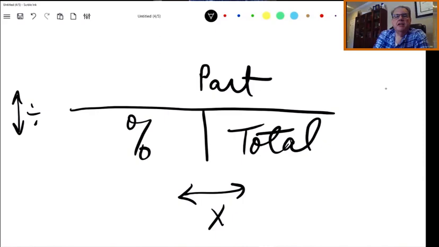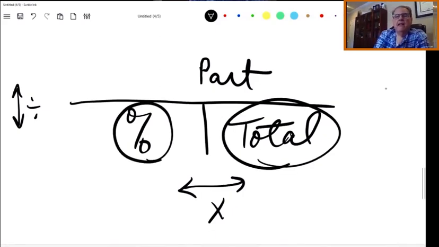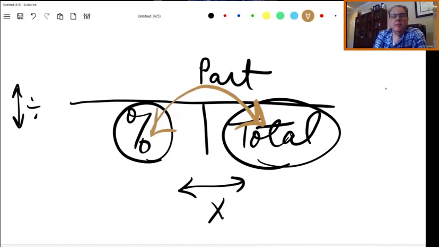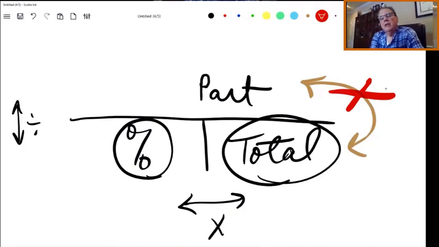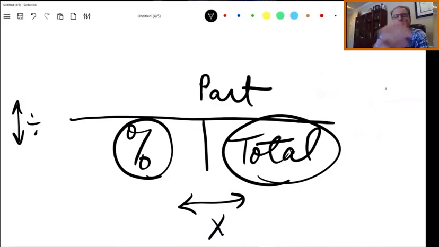And don't worry if the percent and the total get reversed. You can put the percent on the right and the total on the left. Doesn't matter. You're multiplying, so it doesn't matter if one is on the left and the other one's on the right. However, having said that, you can't switch these. The part always has to be on the top. Percent and total must always be on the bottom.